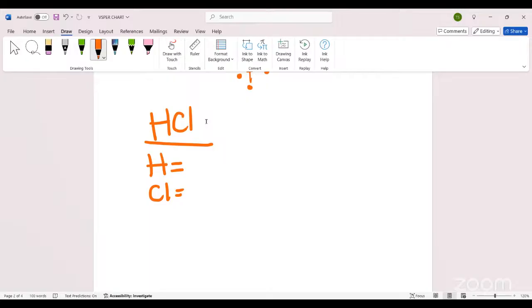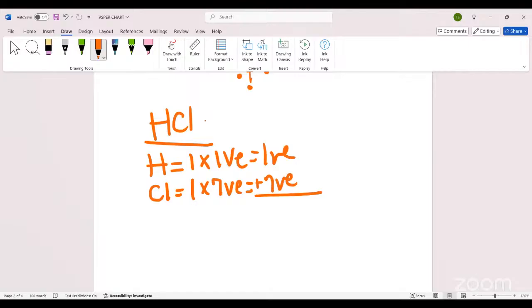Now, when you look at hydrogen chloride, okay, Kelsey, you're going to make 100 on this part, honey. Just walk with me, you're going to see. You've got one hydrogen right here, and one chlorine. You're going to separate them out and multiply them times their respective numbers of valence electrons. One valence electron for hydrogen because it's in group 1. Seven valence electrons for chlorine because it's in group 17. When I add those two numbers together, 1 plus 7 gives me 8 valence electrons.